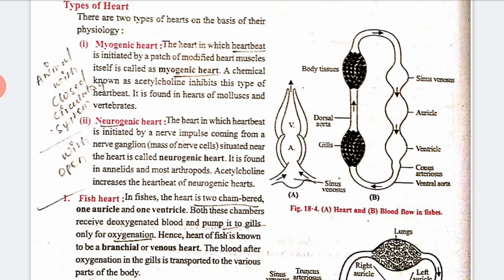Now next we have the neurogenic heart. The heart in which the heartbeat is initiated by a nerve impulse coming from a nerve ganglion, that is a mass of nerve cells situated near the heart, is called a neurogenic heart. The first one has a closed circulatory system, and the second has an open circulatory system.